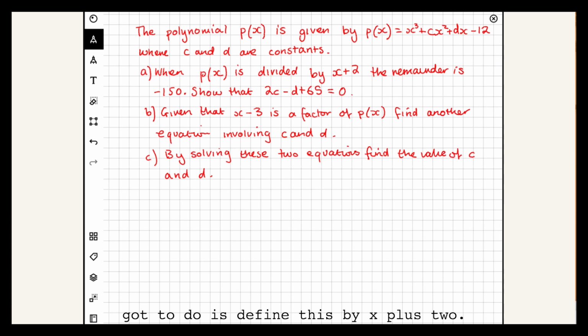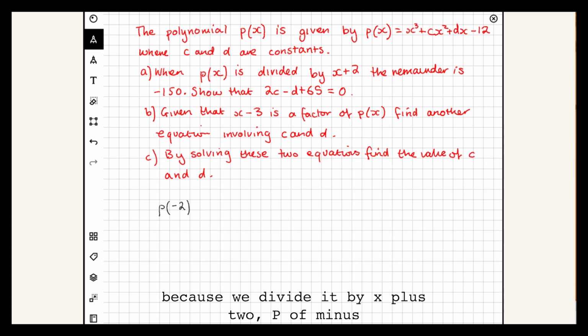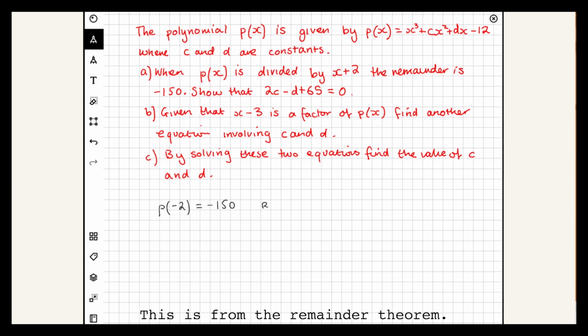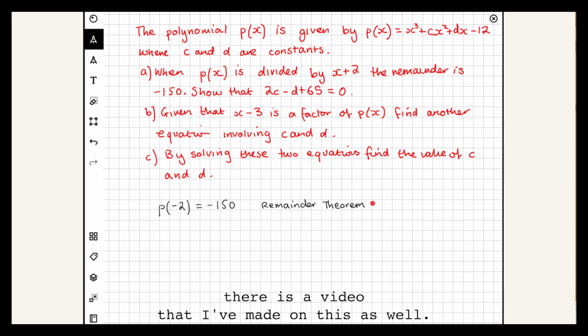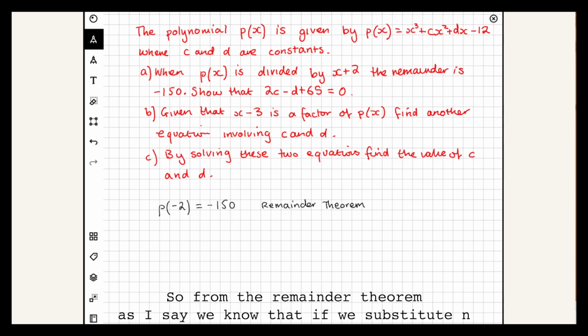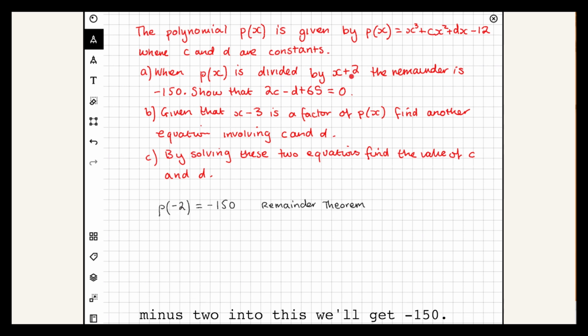First thing we've got to do is divide this by x plus 2, and we're told that the remainder is minus 150. So that means that p of minus 2, because we're dividing by x plus 2, p of minus 2 equals minus 150. This is from the remainder theorem. If this is something you need to brush up on, there is a video that I've made on this as well. So from the remainder theorem, we know that if we substitute in minus 2 into this, we'll get minus 150. So we're going to end up with an equation.